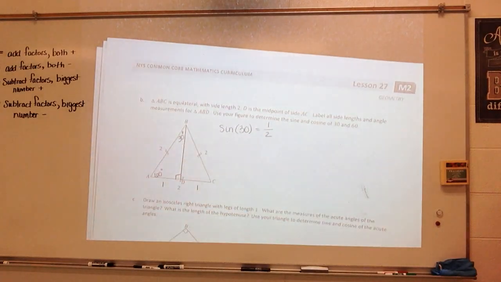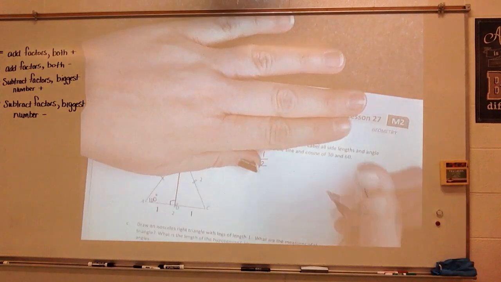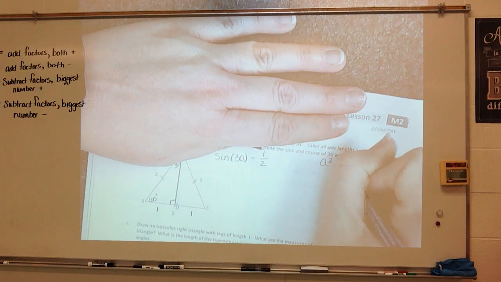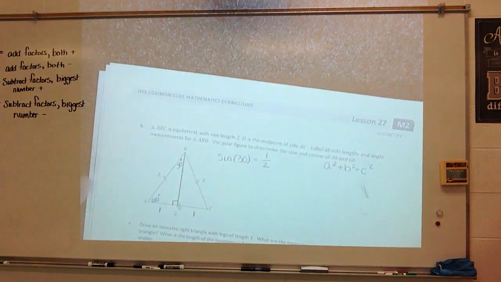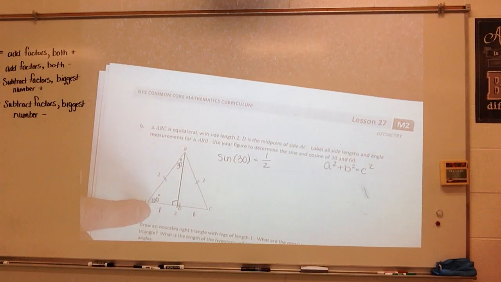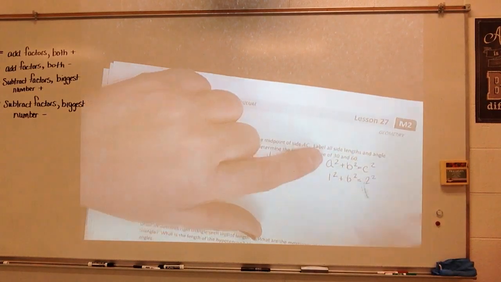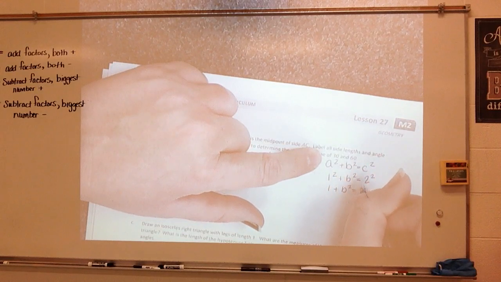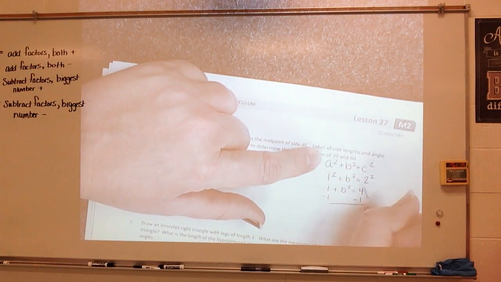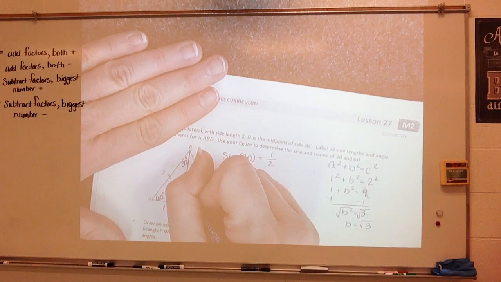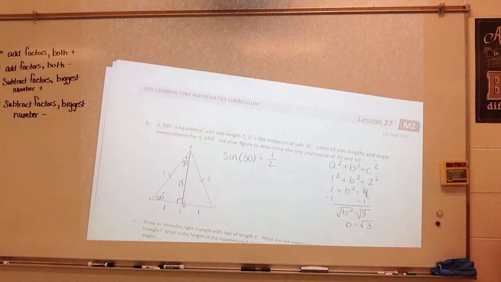This is a right triangle, so how do I find the missing side of a right triangle? A squared plus b squared is equal to c squared. So a squared will be 1. I don't know what b is, and then c squared is 2 squared, so 1 plus b squared is equal to 4. Subtract, I get b squared is equal to 3. Take the square root of that, so b is equal to the square root of 3. So here I now know what that side measure is.